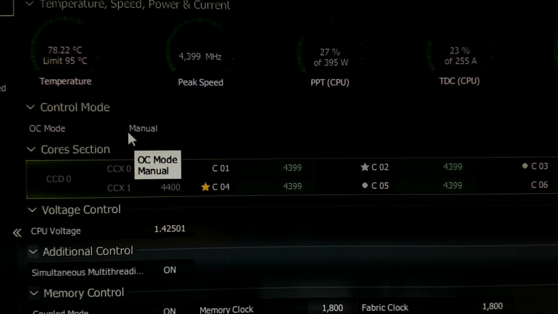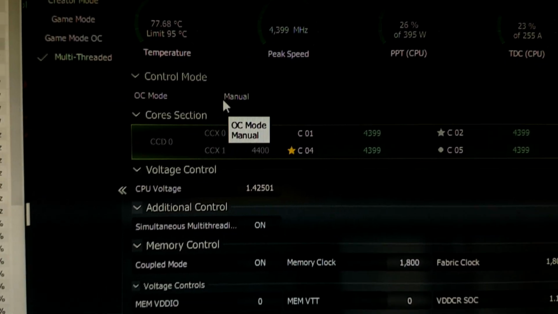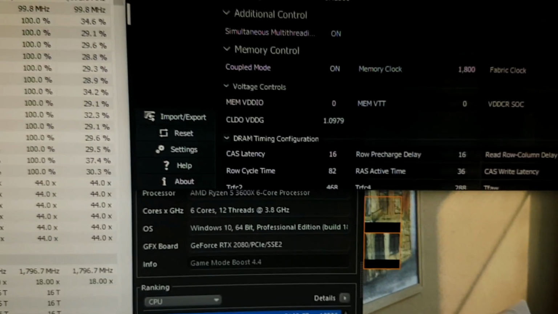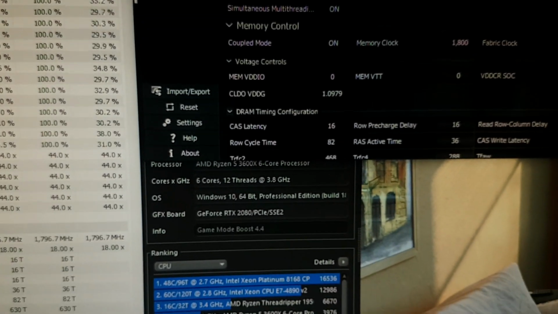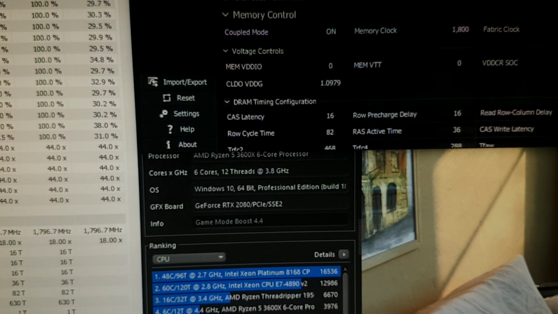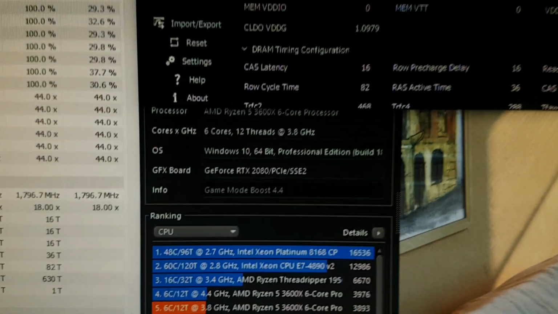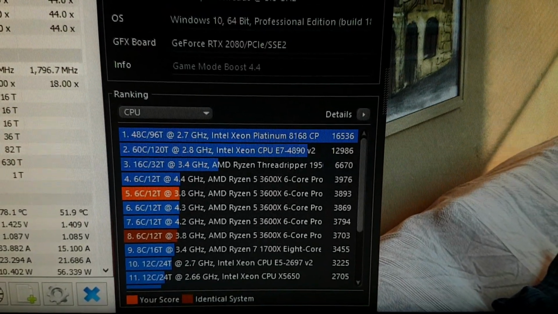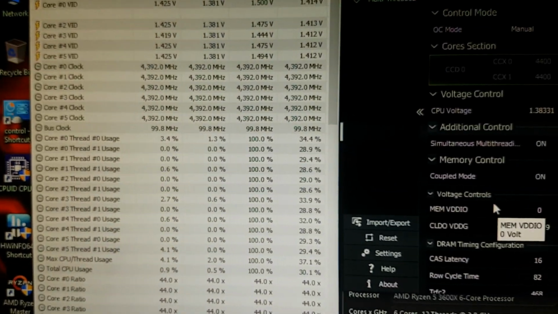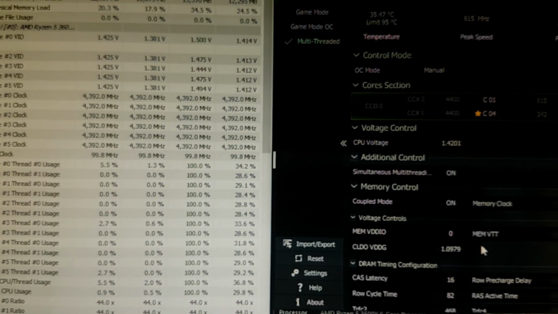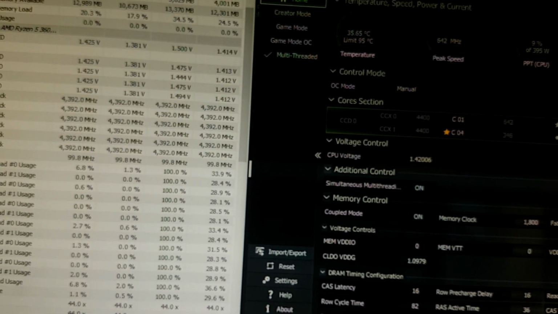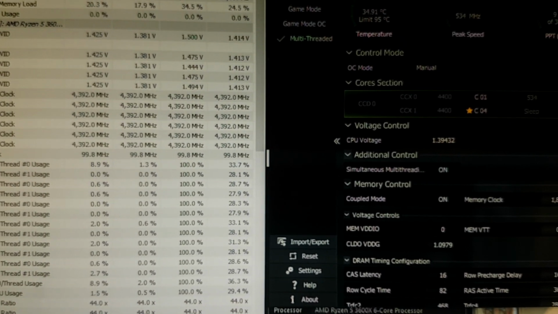There you go. All cores 4.4, stable. No throttling, we're scoring 3,900, a lot more than stock. Okay, 3,893, probably because of all this crap running. So, stable. I've yet to test it in games, which really heats things up a bit, so I'll test games next.